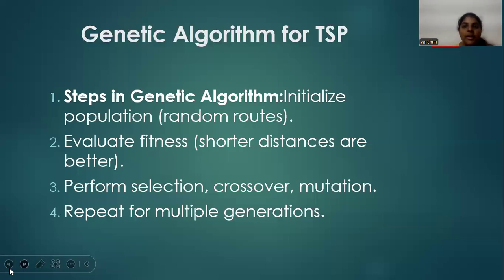Genetic algorithms for TSP, the traveling salesman problem. The steps in a genetic algorithm are: initialize the population with random groups, evaluate the fitness, where shorter distance is better, perform selection, crossover, and mutation, and repeat for multiple generations. As we said before about reusability, we reuse the code across multiple generations.